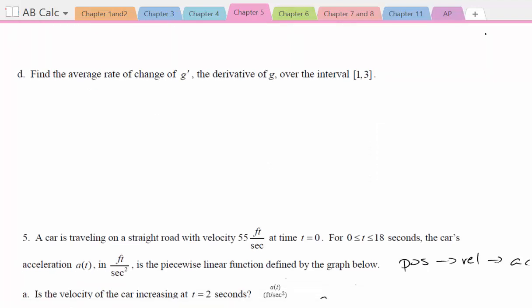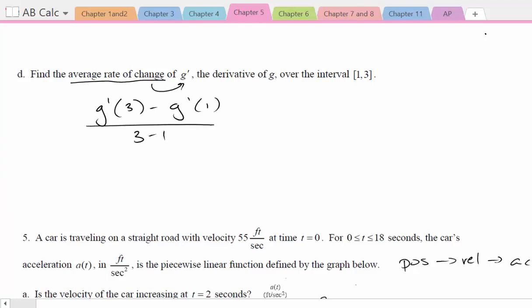Last, find the average rate of change of g prime, the derivative of g, over the interval. The average rate of change, but of g prime. So I'm looking for g prime of 3 minus g prime of 1 over 3 minus 1. The reason I need the derivative is because I'm looking for the average rate of change of this function, g prime.